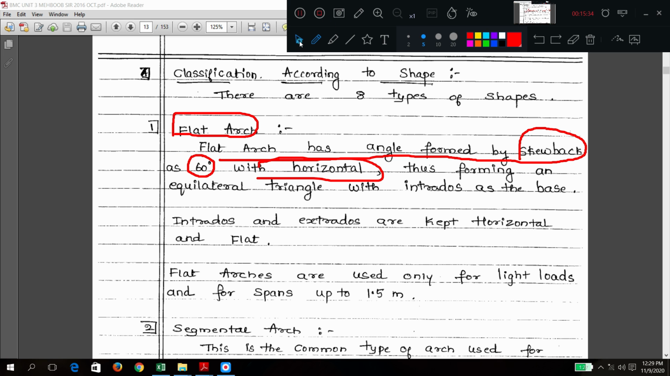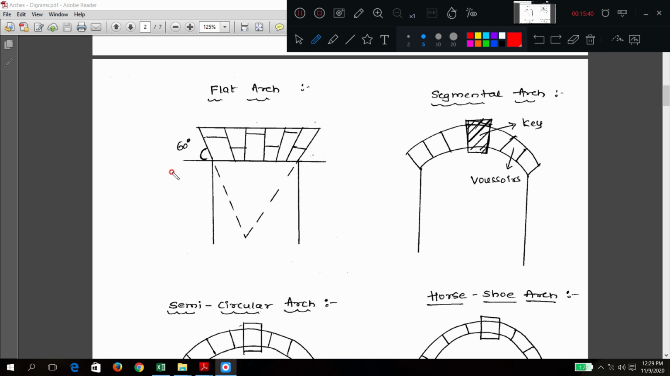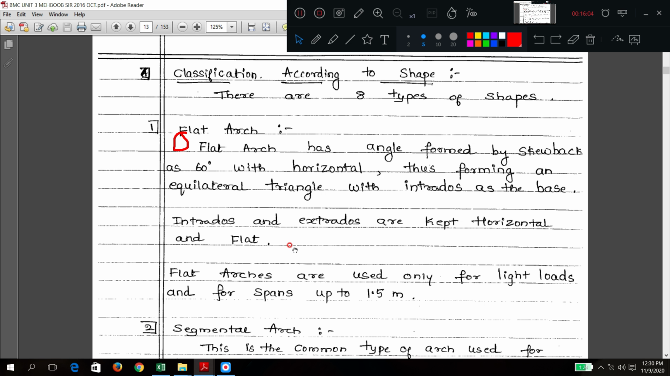Now go to this diagram. Angle formed by skew back. Where is the skew back? This portion is the skew back. This skew back with the horizontal is generally 60°. So that is why we have written it here. Skew back with the horizontal is 60°. What is there next in the flat arch? Thus forming an equilateral triangle with the intrados.